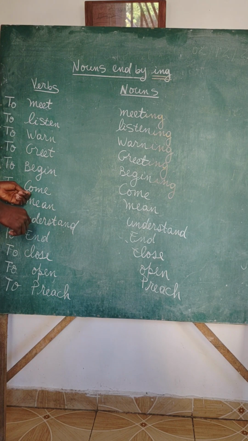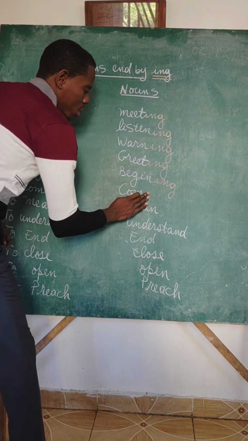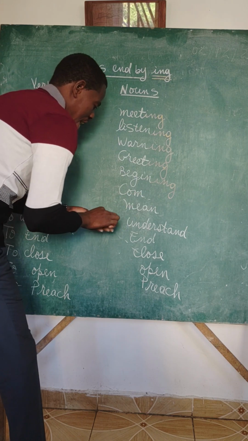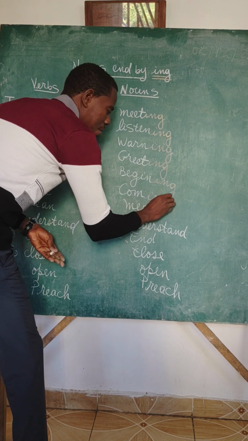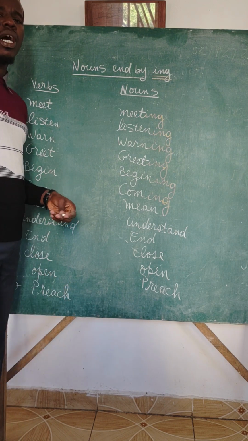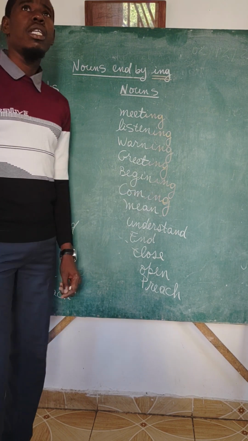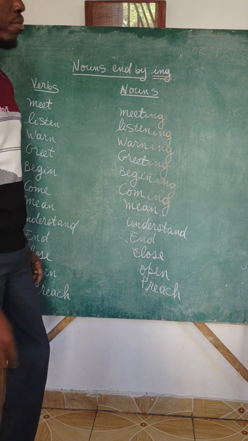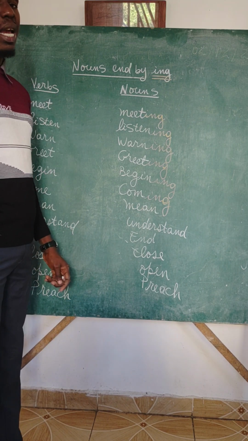To come is a verb, and for the noun I just drop the e and add ing. So, coming. What time will you come? My coming will be at 9 p.m.